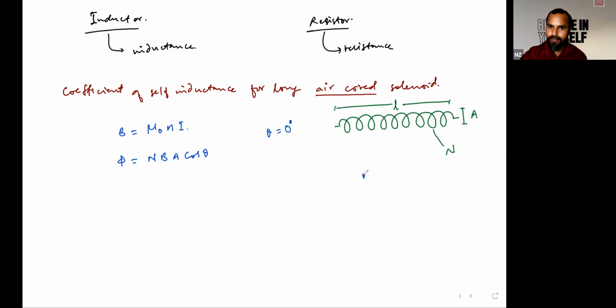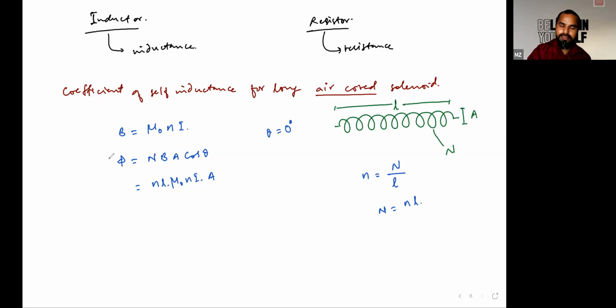Next, we define small n, which is equal to the number of turns per unit length. So if we convert capital N in terms of this, it would be N equals small n into L. So we have n into L. B is nothing but mu naught times n into I, and area A. Cos 0 is 1, so we just neglect it.